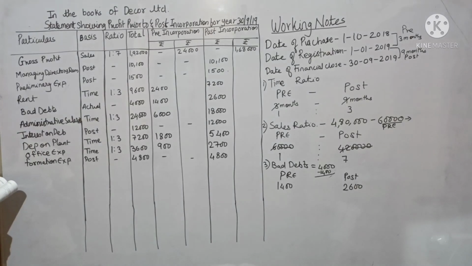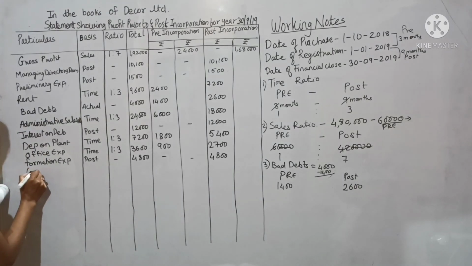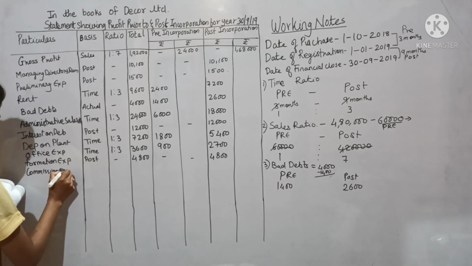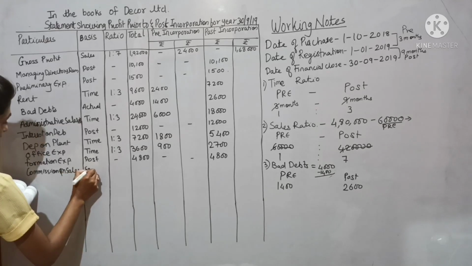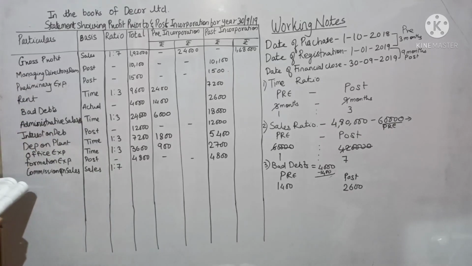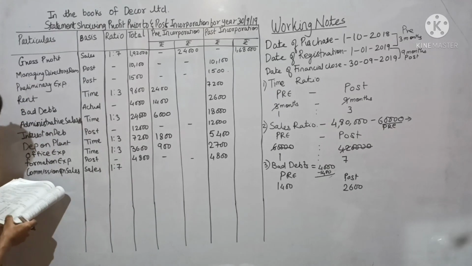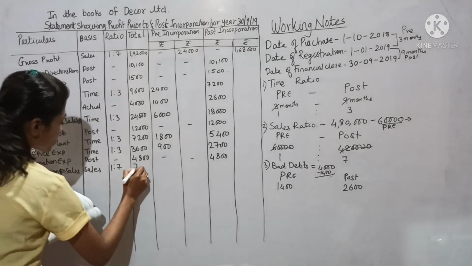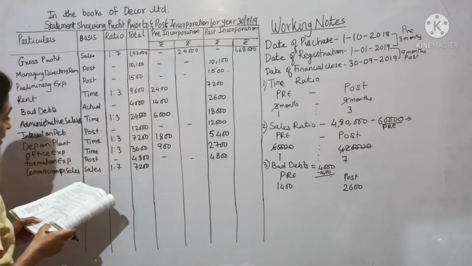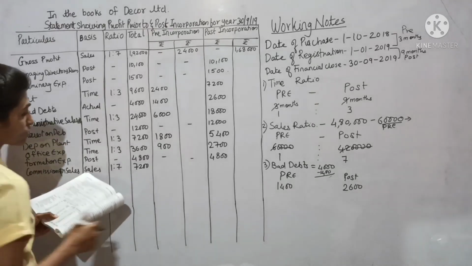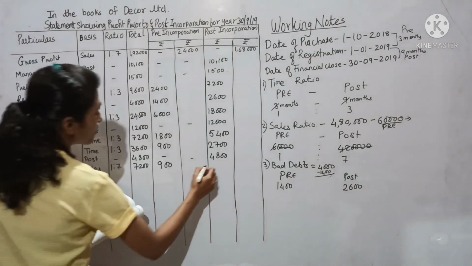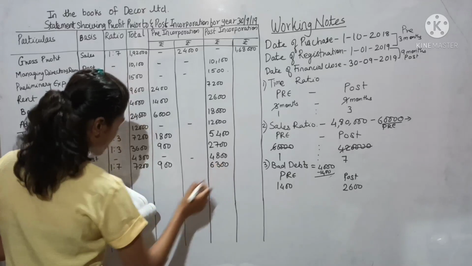Next is commission on sales. Now commission on sales we have to distribute on the basis of sales ratio. Under basis, write sales. What is the sales ratio? 1:7. And total of commission on sales is 7,200. So 7,200 we have to multiply by 1 divided by 8. So for pre-incorporation it is 900 and for post-incorporation it is 6,300.